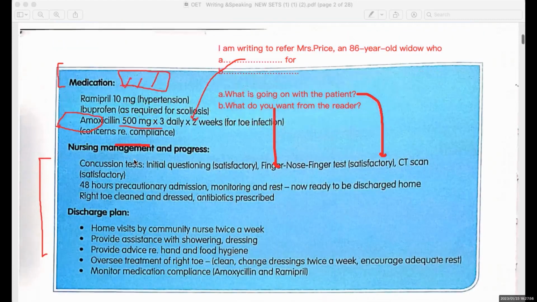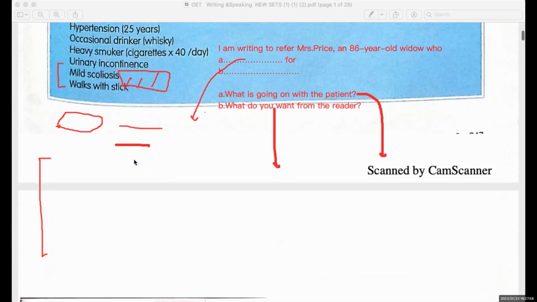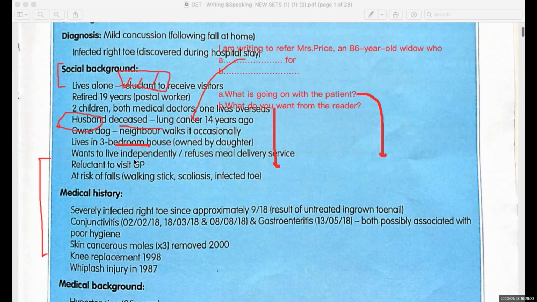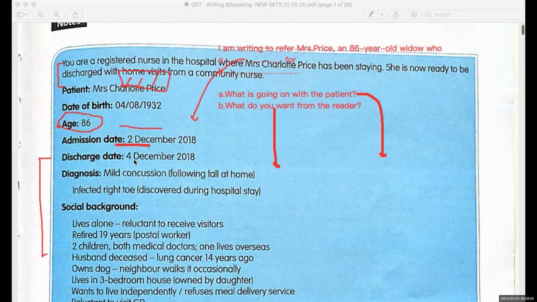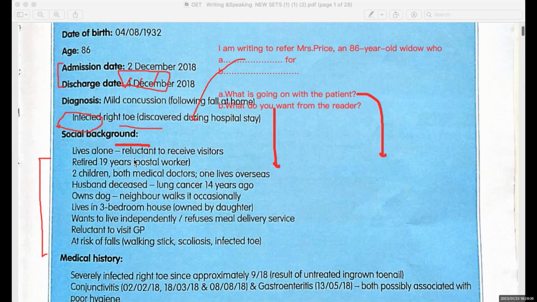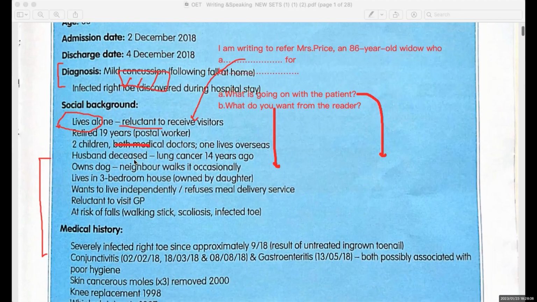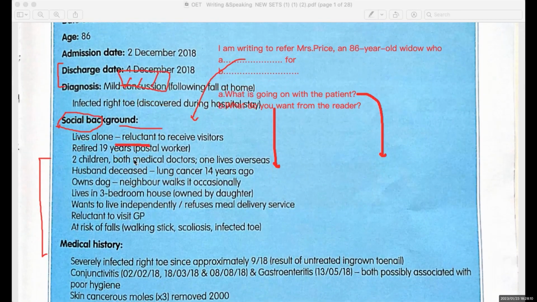So out of nursing management and progress, out of medication, then we have medical background, medical history, social background, diagnosis, discharge, admission date. Which one are you going to put as a second paragraph? So what is going on with the patient? Managed for mild concussion. So does social background prove that the patient is managed for mild concussion?